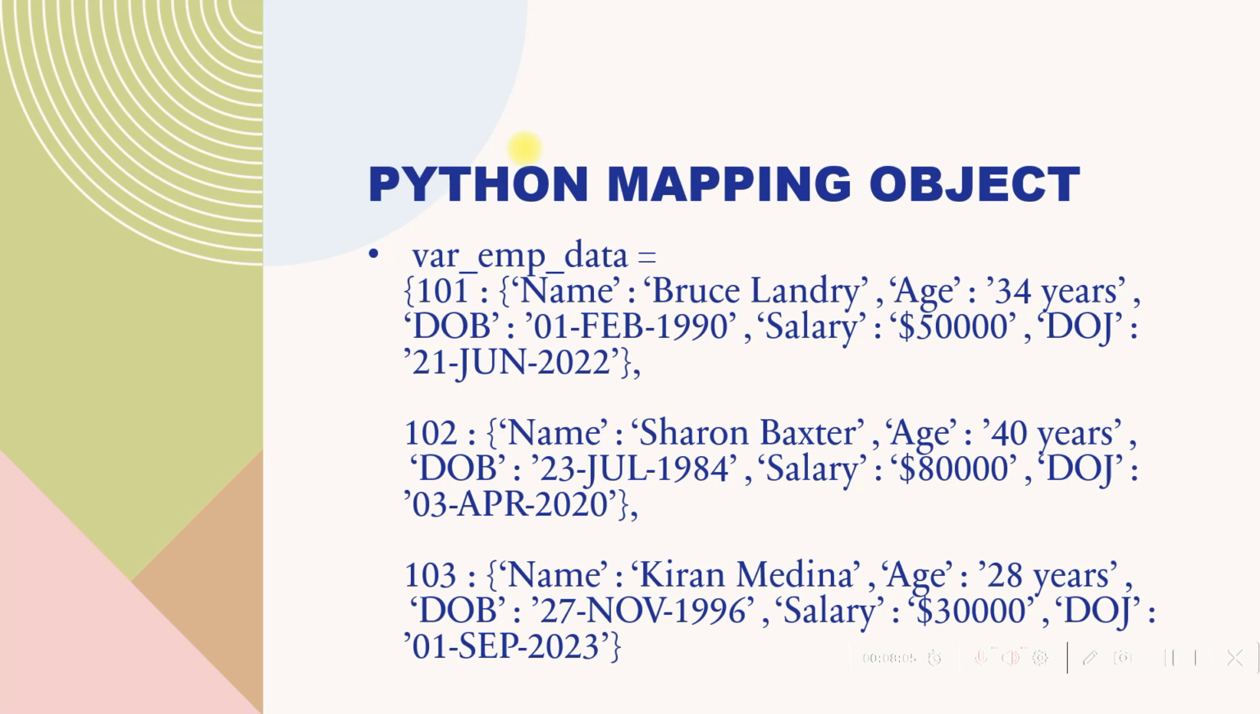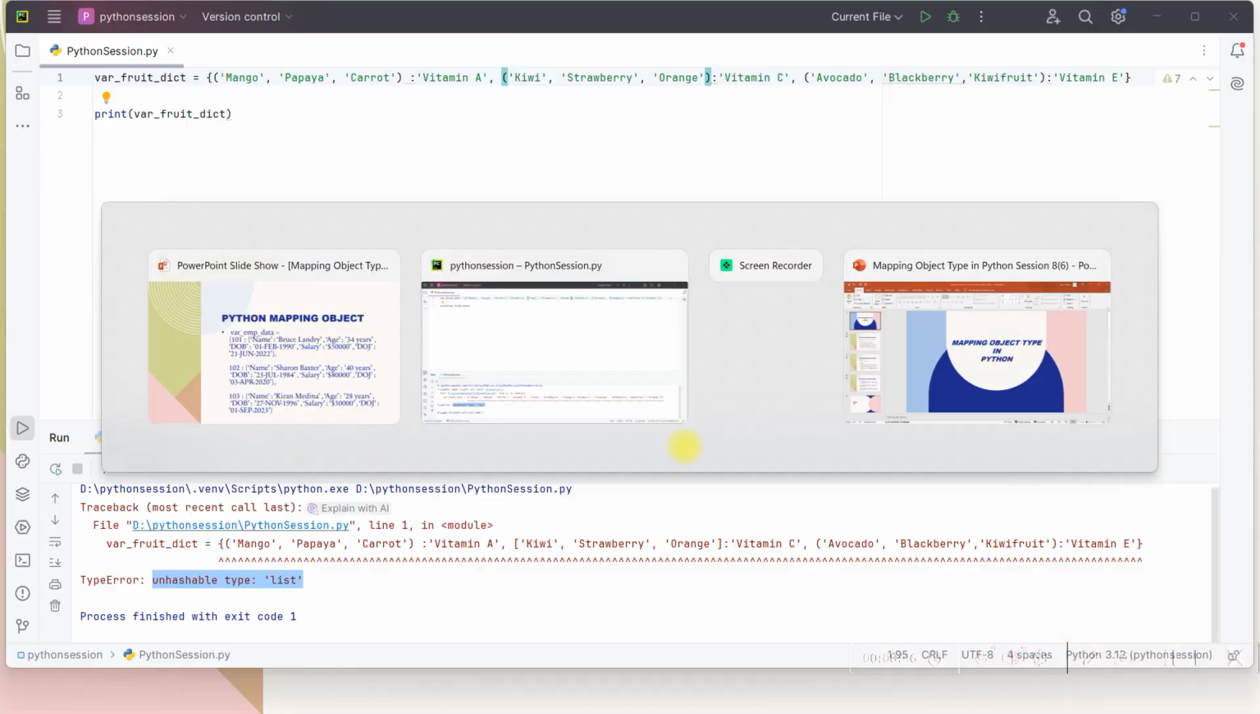So this is basically an employee data. Now as I said, we can also keep a dictionary as a value inside another dictionary. So here is the example for that. You can see here in the var employee data we have a dictionary inside a dictionary, and the key for the outer dictionary is the employee ID, and the inner dictionary contains the information about the employee. So what is the name of the employee, what is the age, what is the date of birth, what is the salary, then what is the date of joining. Now let's try this here.